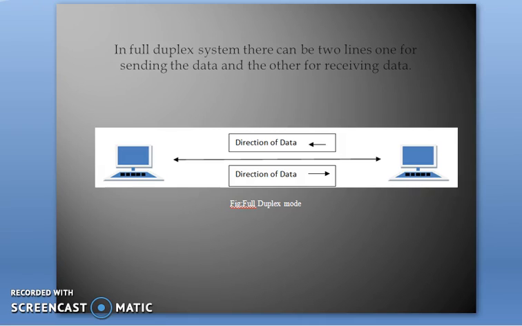It can also be represented like this. In a full duplex system, there can be two lines, one for sending the data and the other for receiving data. It is usually represented by a single line with arrowheads. So these are the three modes of transmission. In a network, between two nodes or two computers, we can transmit data either in simplex mode, half duplex mode, or full duplex mode. In simplex mode, it can transmit in only one direction. In half duplex mode, at a time it can be transmitted in one direction, and in full duplex mode, you can transmit the data in both directions.